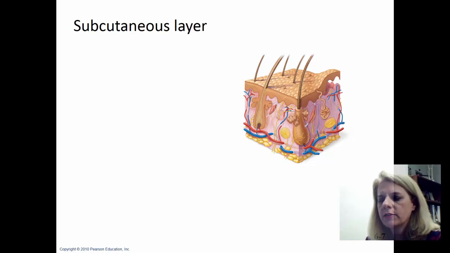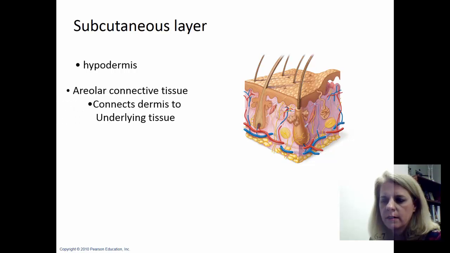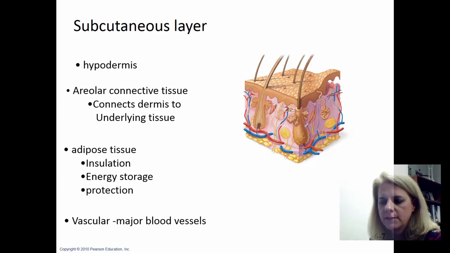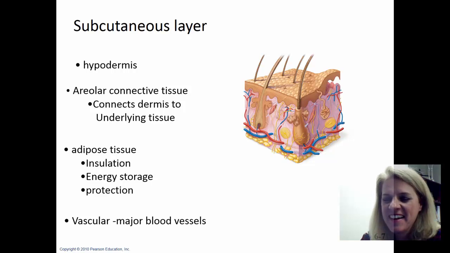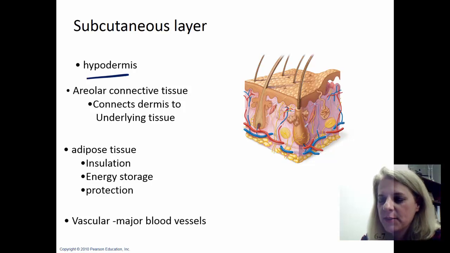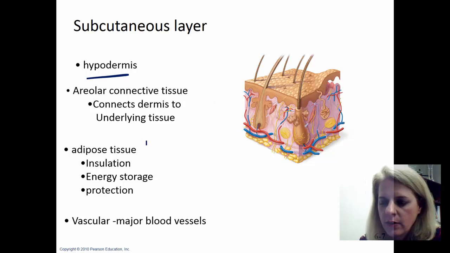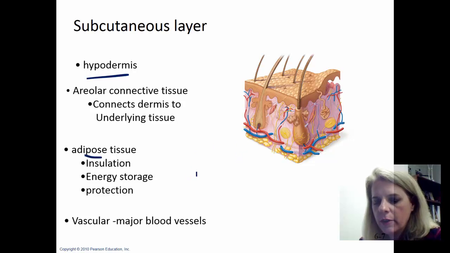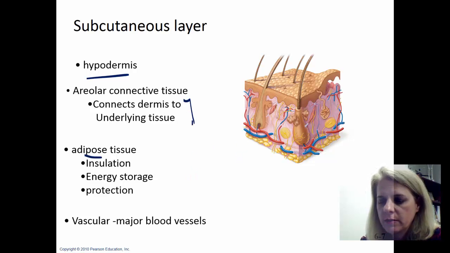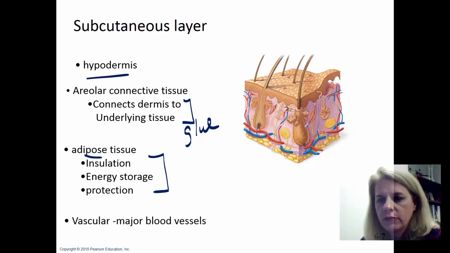All right, then lastly we have your subcutaneous layer, and that's made up of the hypodermis. So we have our hypodermis, which is below the dermis, and it's made up of areolar connective tissue, which means that's what's connecting the dermis to the underlying tissue. It also has adipose tissue, and so the areolar connective tissue is like the glue, kind of holds everything together. Whereas the adipose tissue we use for insulation and energy storage and protection.